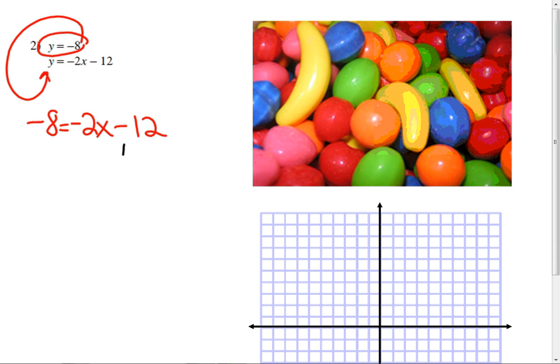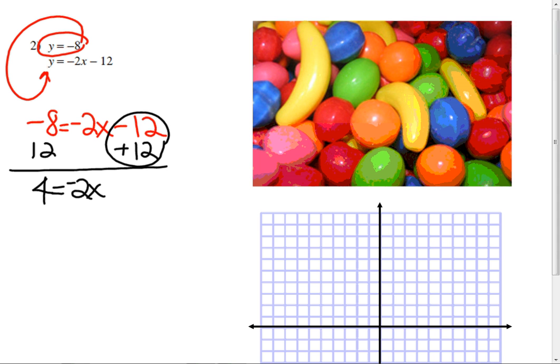Okay, so we're going to add 12 to both sides. So what am I going to get over here? 4. Okay, 4. Michael, do you see that? Equals negative 2x. Just do what it says to do. It tells you what to do. Don't change signs or anything. What does this give us? 0. Yep. And now what do you do? I want to solve for x. Divide by negative 2.